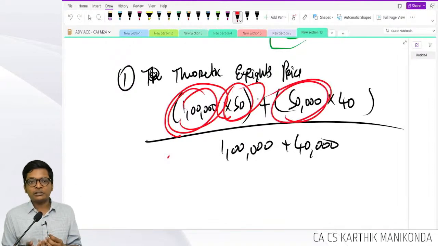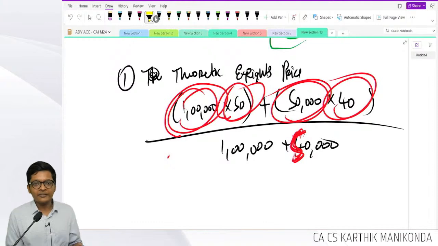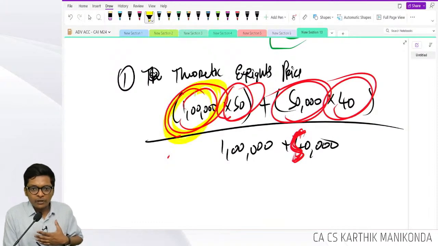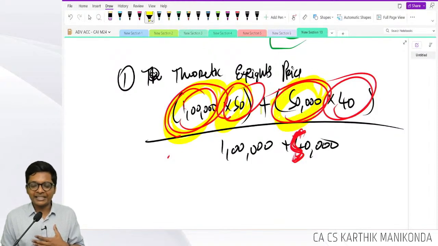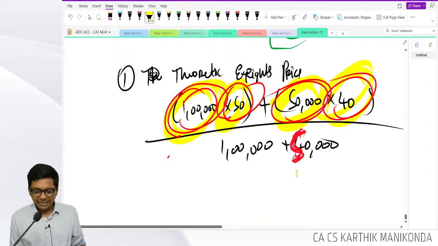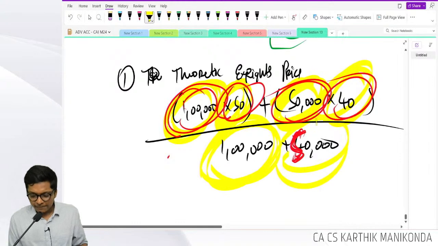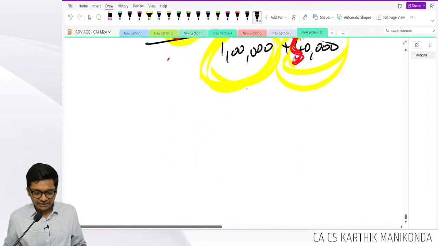I gave 50,000 shares at a price of 40, totaling 1 lakh plus 50,000. So my formula will be: existing number of shares into market price before rights (cum-rights price), plus rights shares issued into price per rights issue, divided by existing number of shares plus new number of shares. Are you following, guys? This is my theoretical ex-rights price. Compute this as the first step.